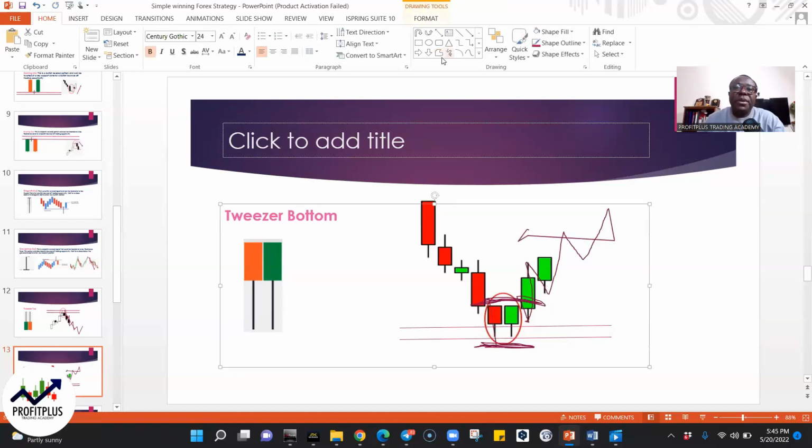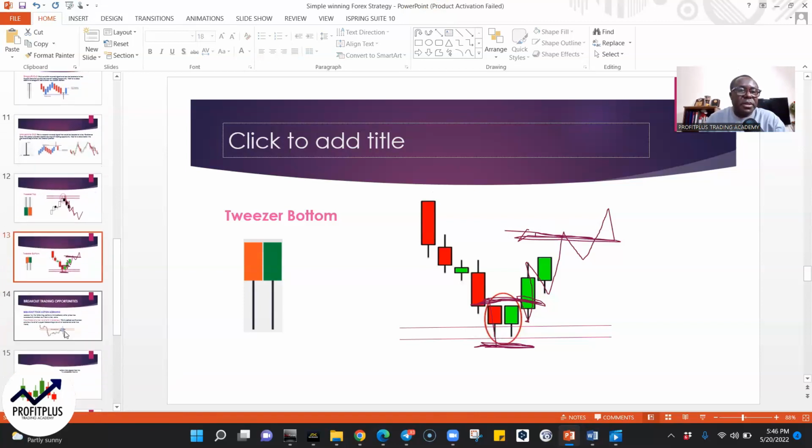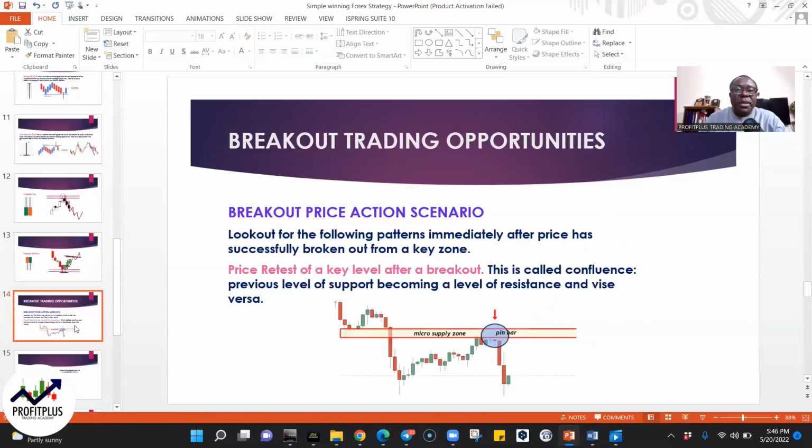Just around here can be your TP. Okay, about 2 times around here can be your TP. The profit would have been hit around that area. So let's look for more. And this time around, this is the breakout price action scenario.